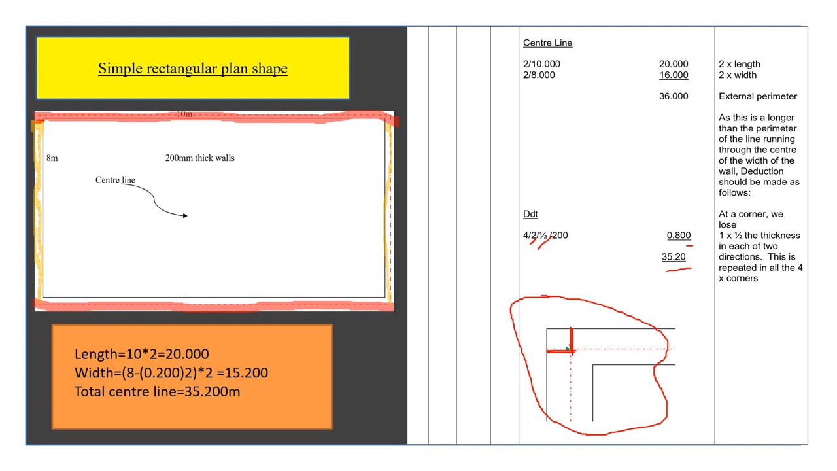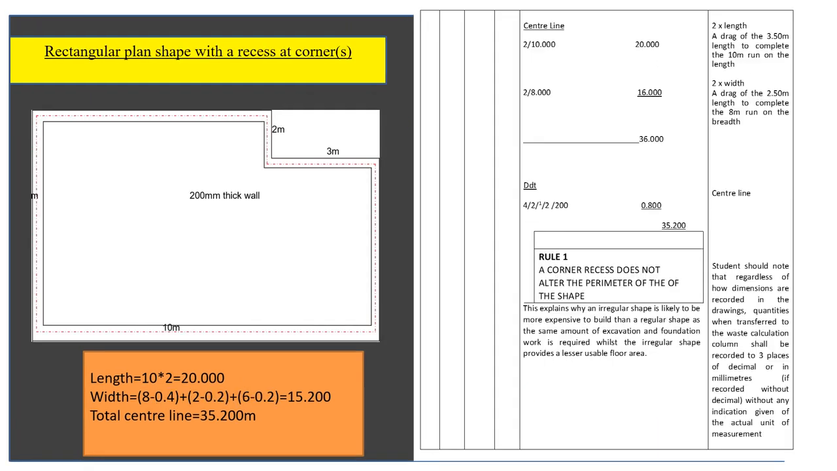8 minus 0.2 times 2. 0.2 times 2 is 0.4. 8 minus 0.4 multiplied by 2, we get 15.2. So the total center line should be 35.2. So you can see that 35.2 is the center line. Proven. Okay, let's look at a rectangular plan shape with a recess at the corners.